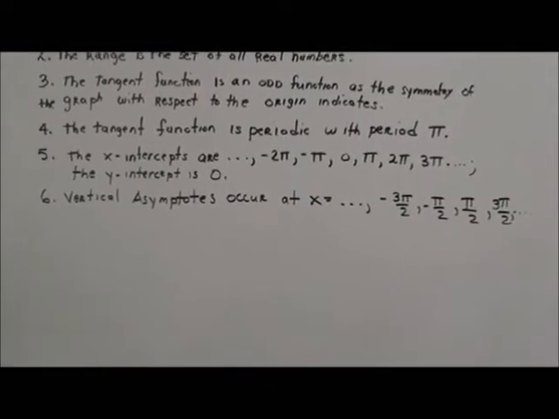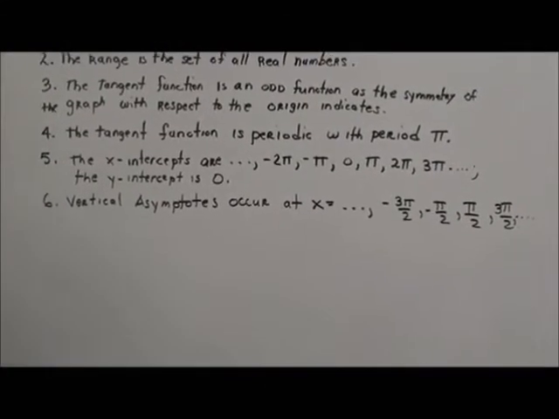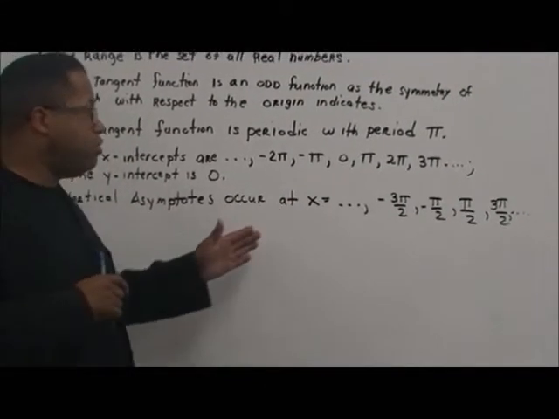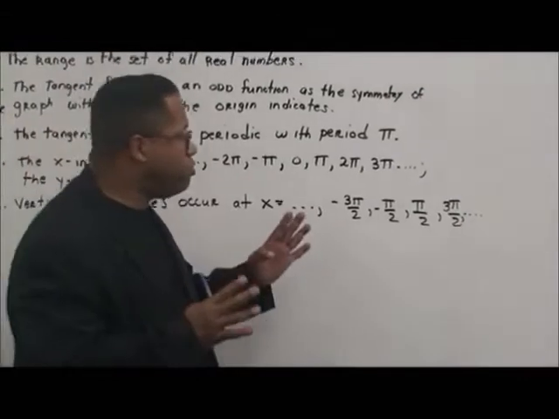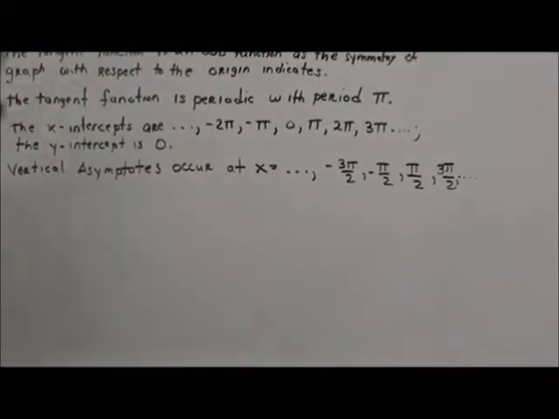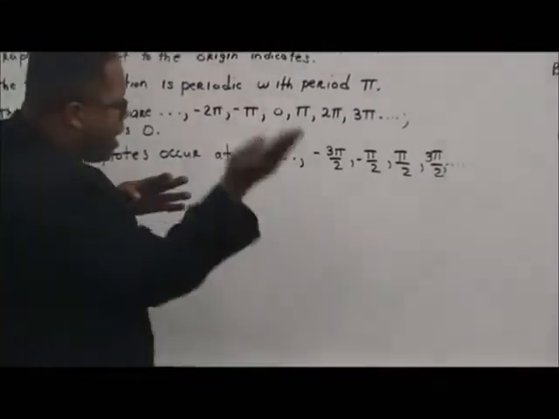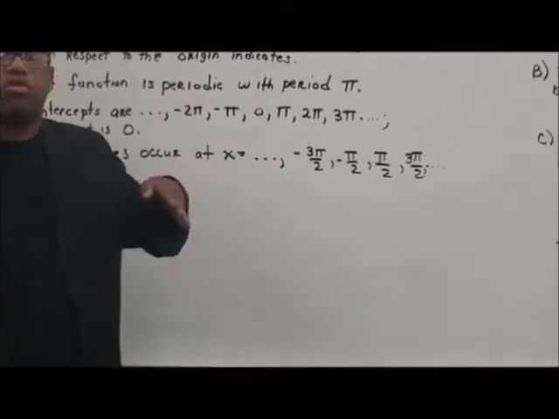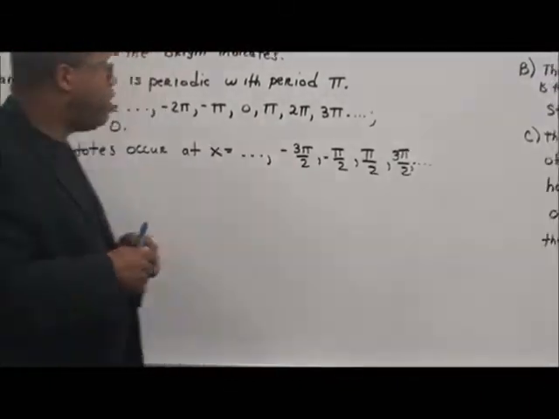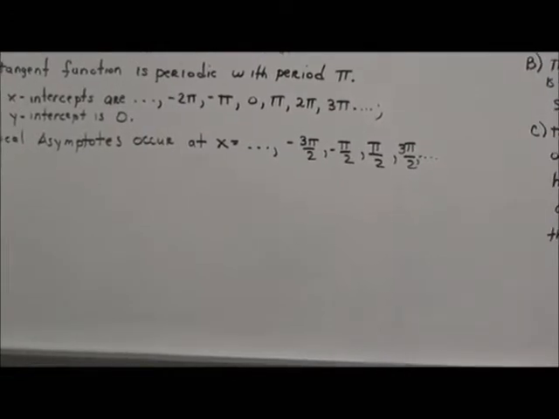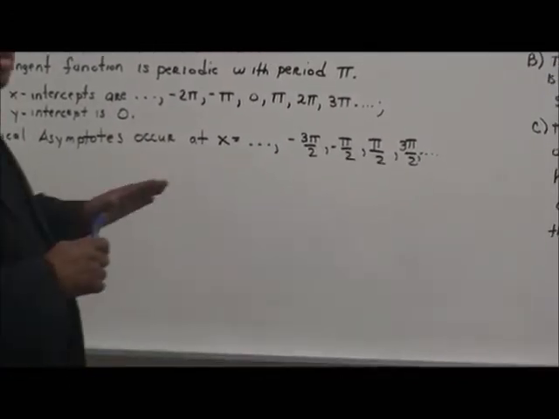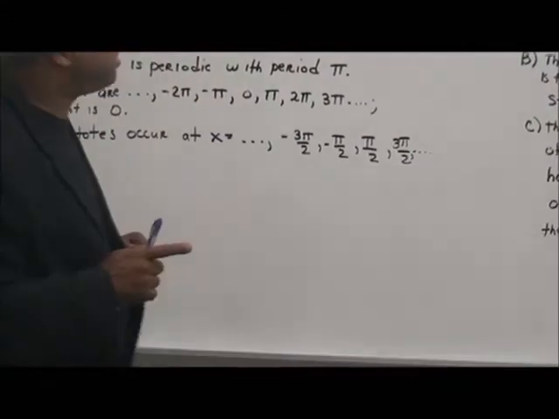Now, the vertical asymptotes occur at x is equal to what? These values. The lines of the graph are going to get closer and closer to these values, because these values are basically not included in the domain. And we'll see that in just a second.